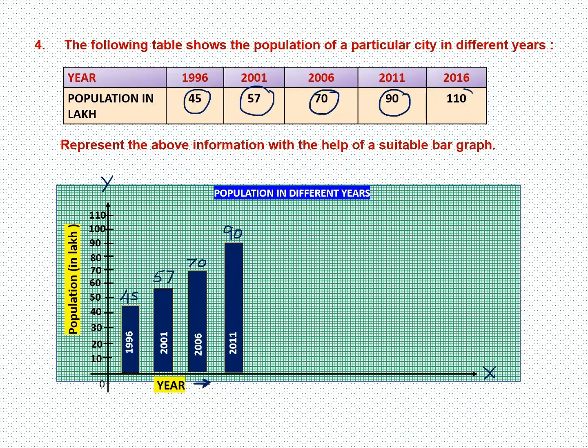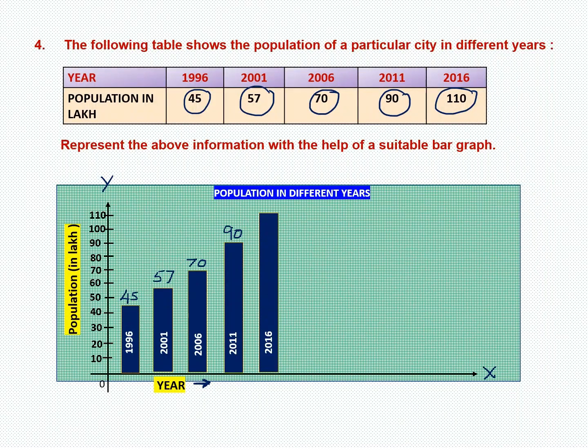Now the last one is the year 2016, 110. So look for 110. That is the number right on top. That means a bar should be in line with 110, and let's draw a bar there. So that is the last bar, and this is for the year 2016.